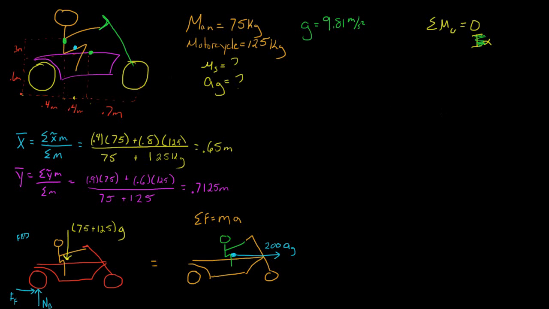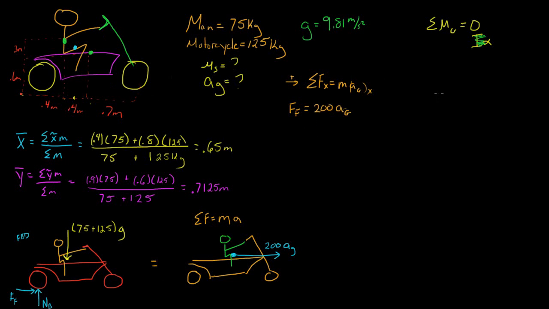Okay, so let's sum our forces in our x direction first. And this is equal to the mass times the acceleration in the x direction. So if we call this way positive, we're going to have a frictional force is equal to our mass times the acceleration of G.